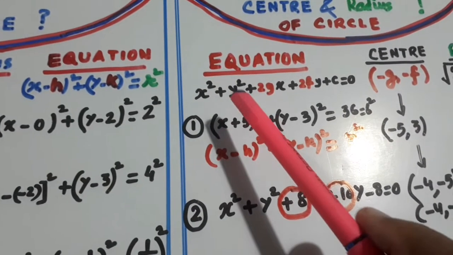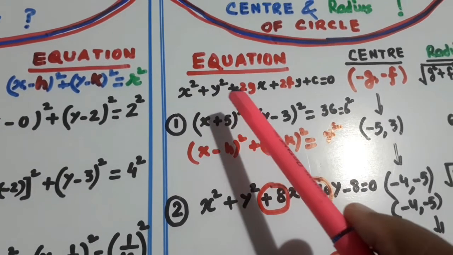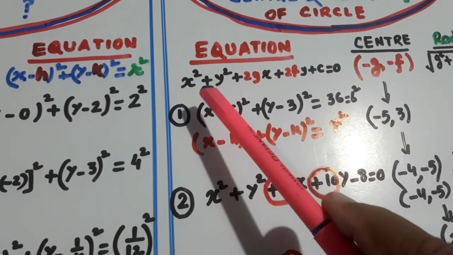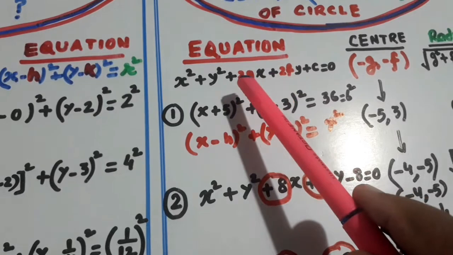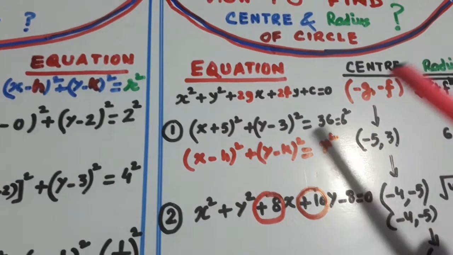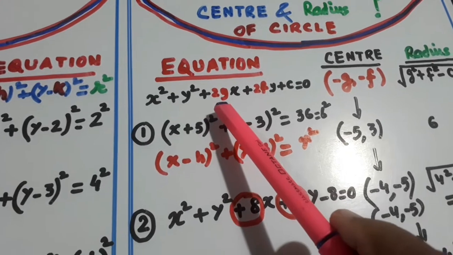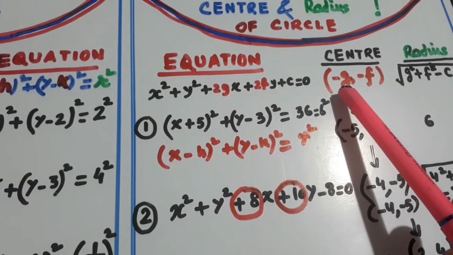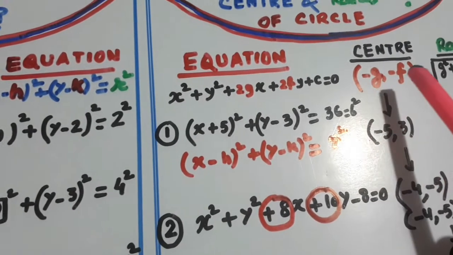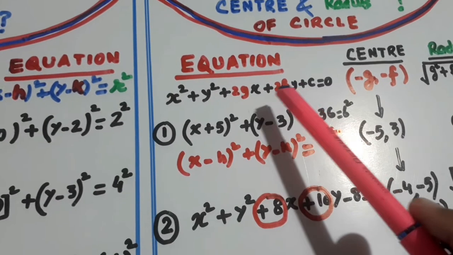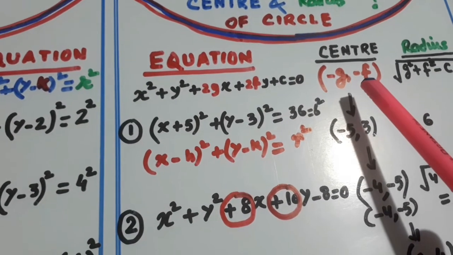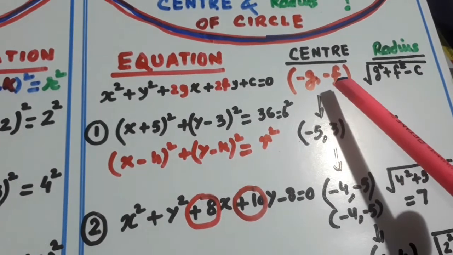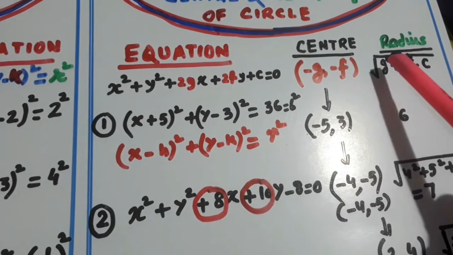So, if there is an equation of this shape, x square plus y square plus 2gx plus 2fy plus c equal to 0, this is the general form. In this case, center is always minus half the coefficient of x. Here coefficient of x is 2g. Half of this, minus g. And what is the coefficient of y here? 2f. Just write minus half of 2f, that is minus f. And the radius is square root of g square plus f square minus c.